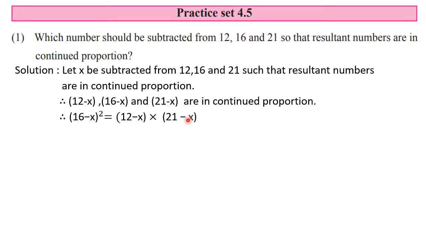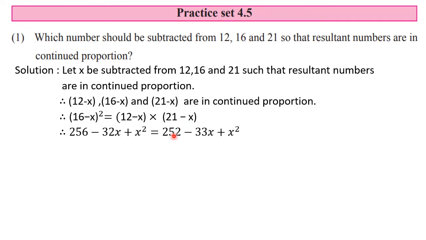And here you will multiply each term by each term, or you can use the expansion, that is x plus a and x plus b. That means in the beginning we will multiply 12 and 21, then we will add these two numbers and just beside that we will write minus x, that means the negative sign, and finally minus x into minus x we will write x square.